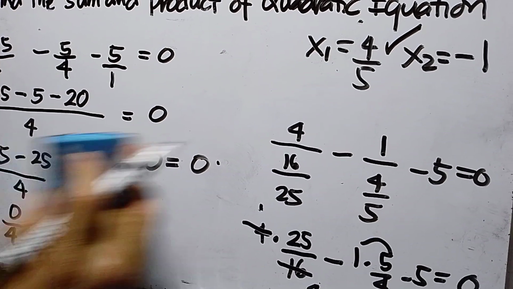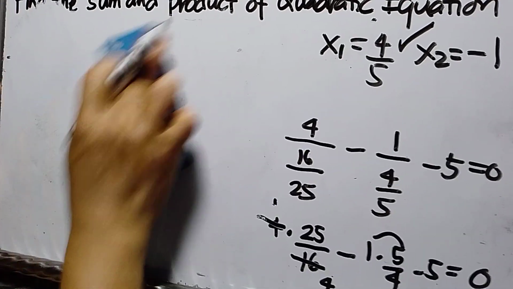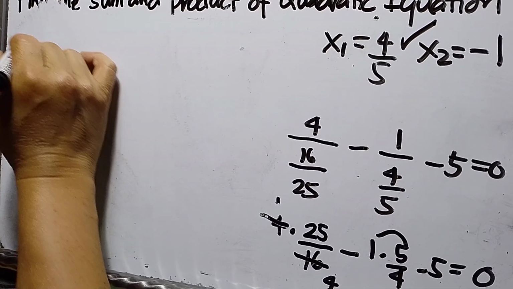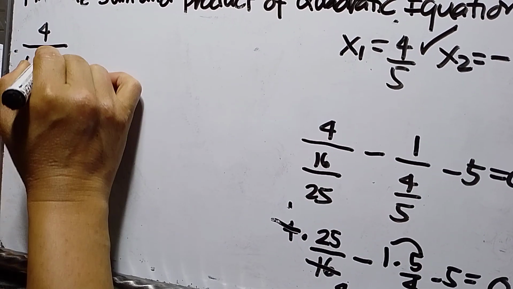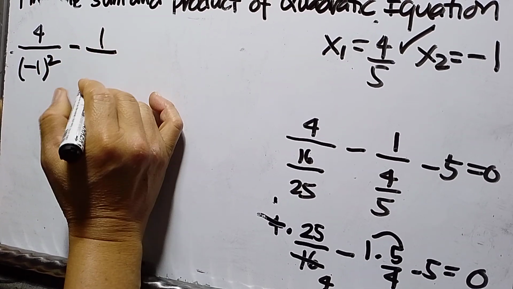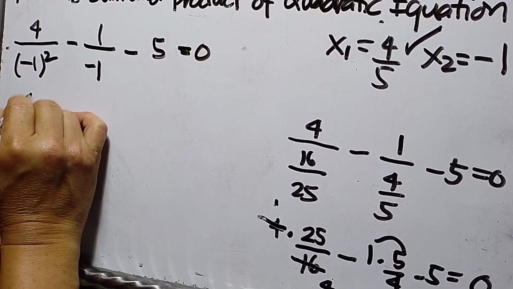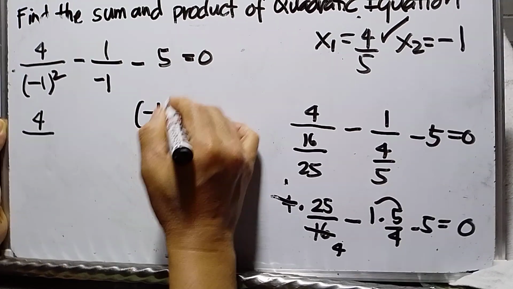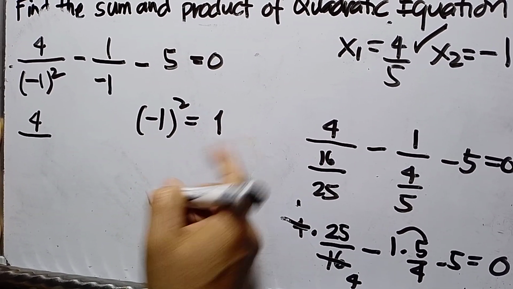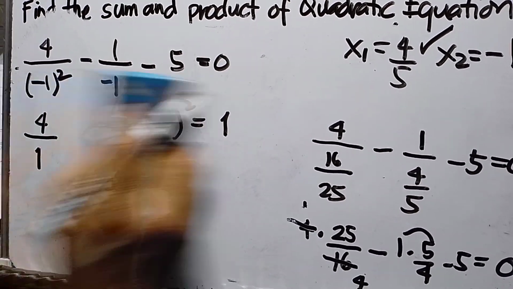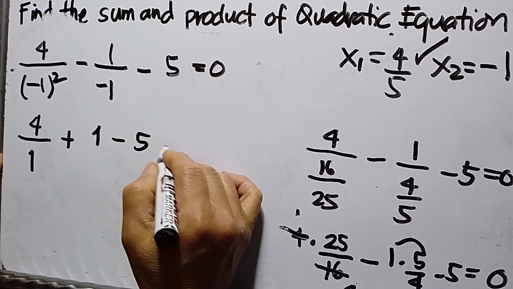Now let's go to the next root. Substitute also from the given equation. So I have here 4 over negative 1 squared minus 1 over negative 1 minus 5 is equal to 0. So this will be 4. Negative 1 squared will be equal to 1 because negative 1 times negative 1 is positive 1. So this is 1. And then negative divided by negative is positive. So this will be 1 minus 5 is equal to 0.